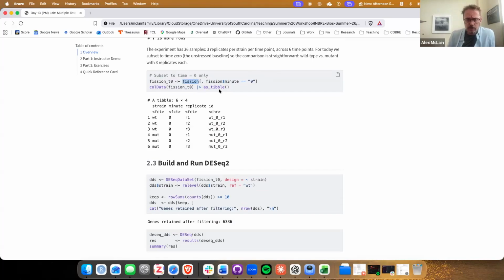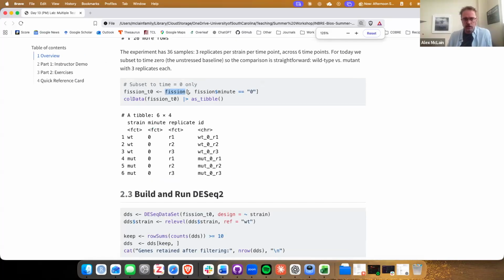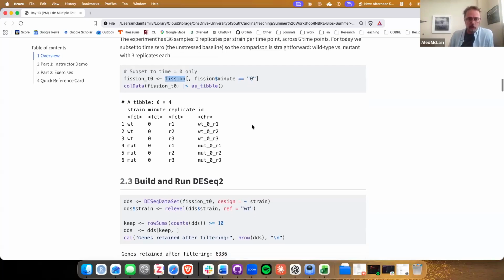The nice thing about this is we are going to subset the whole study just by using fission brackets such that fission minutes equals 0. So then the colData will only correspond to those that have time equals 0. The count data will also only have those at time equals 0 as well. So that's a nice thing about the SummarizedExperiment format.